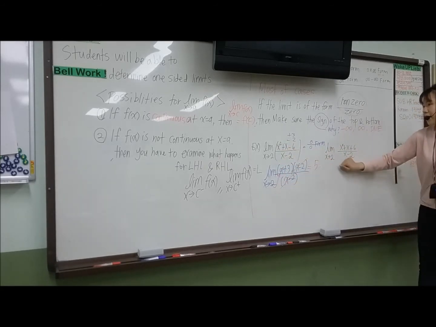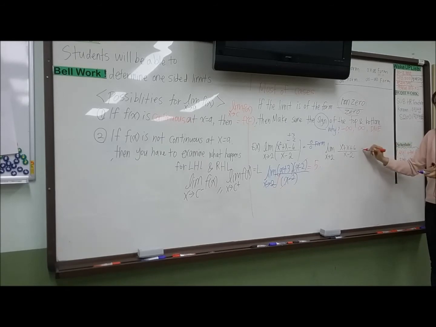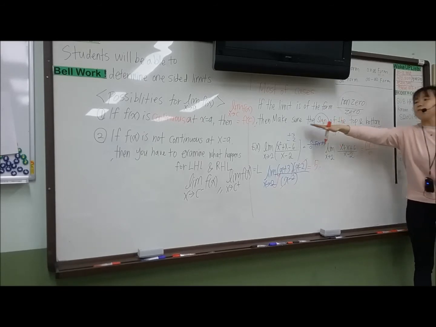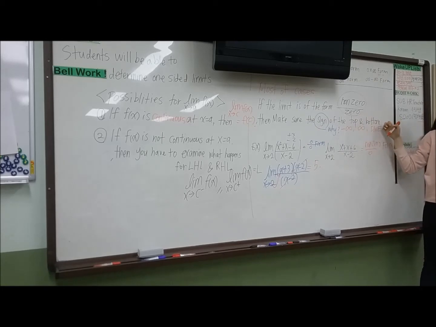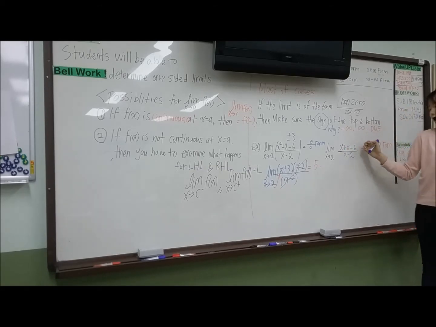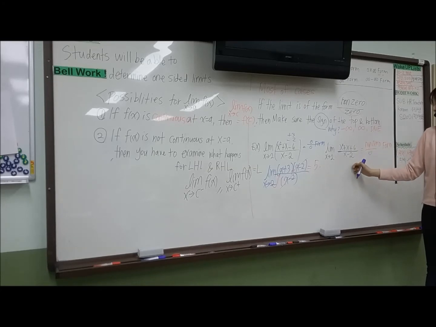But in other cases you will see a 0 over non-zero form. In that form, your strategy is to start by making sure of the sign of the top and bottom. Can you factor that quadratic equation? No. So we just have to leave it there as a quadratic.